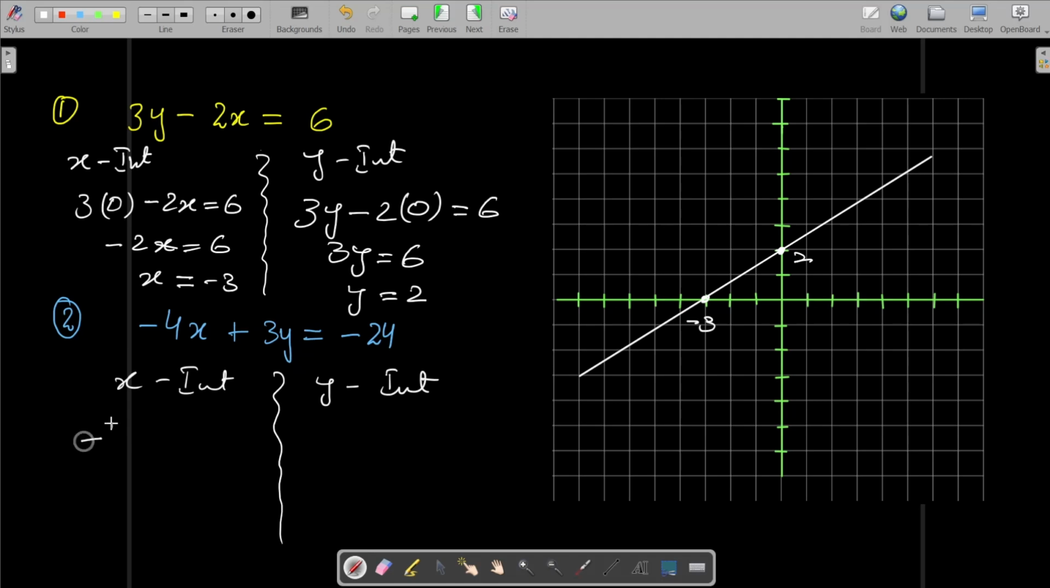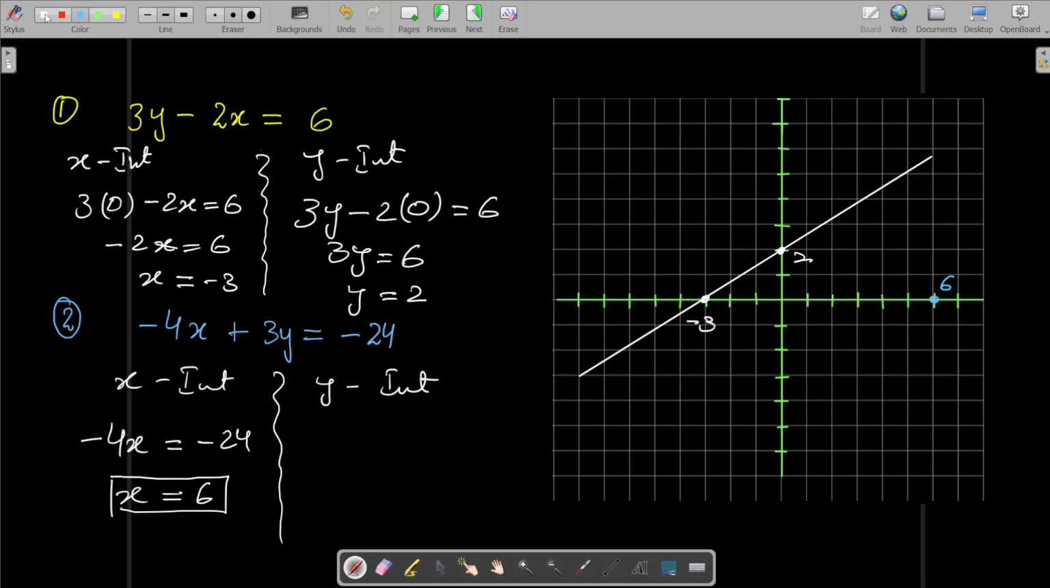So in order to find the x-intercept, all you have to do is just keep y equal to 0, so it becomes negative 4x. Because y is 0, 3 times 0 will be 0, so I'm not writing anything right now, is equal to negative 24. Just divide both sides by negative 4, so you get x is equal to a positive 6. So this is the x-intercept. All you have to do is just count where exactly this 6 will be. So this is 1, this is 2, 3, 4, 5, and 6. So this is the first point, which is 6.